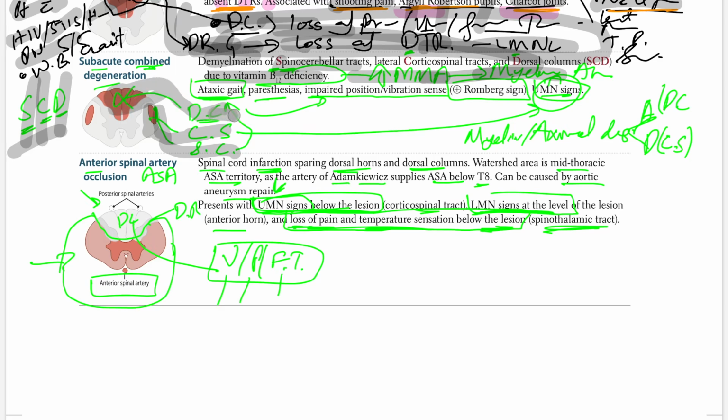So when you knock out your dorsal column, again, you're going to get impaired position and vibration sensation, and positive Romberg. When you knock out your corticospinal, it's going to give you upper motor neuron signs. And the spinocerebellar tract is just going to give ataxic gait. The mnemonic is SCD, vitamin B12 deficiency. So S for spinocerebellar, C for corticospinal, D for dorsal column, SCD, due to vitamin B12 deficiency.